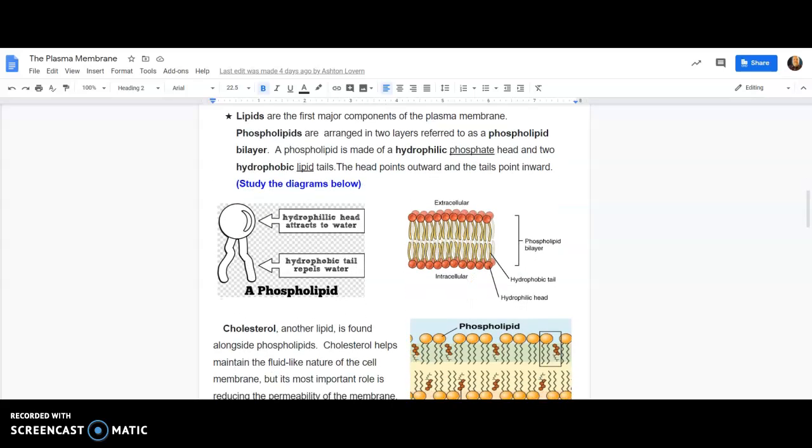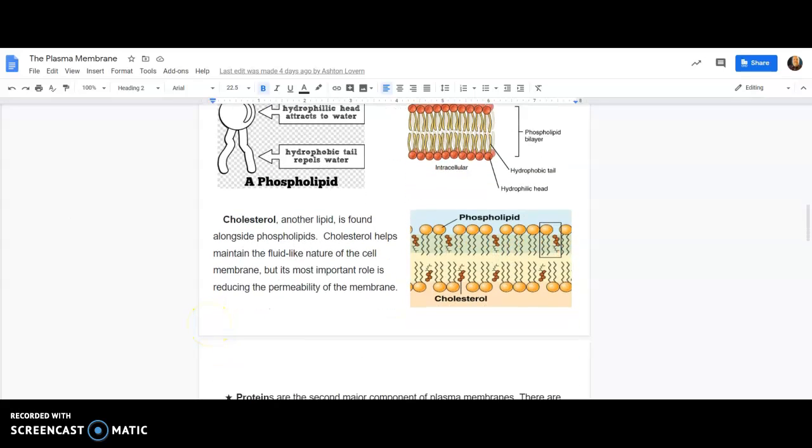If you look at the diagram here, you can see that hydrophilic heads attract water, whereas hydrophobic tails repel water. So think about phobic as being not wanting something. So in this case, it's repelling the water. And if you look at this image over here, great colored example of the hydrophilic heads right here and the hydrophobic tails that are repelling the water.